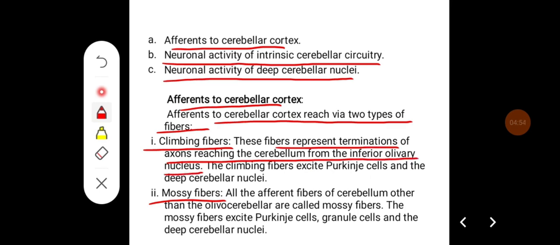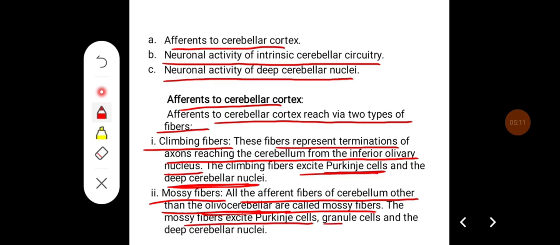The climbing fibers excite Purkinje cells and deep cerebellar nuclei. Whereas mossy fibers: all the afferent fibers of the cerebellum other than the olivocerebellar are called mossy fibers. The mossy fibers excite Purkinje cells, granule cells, and deep cerebellar nuclei.